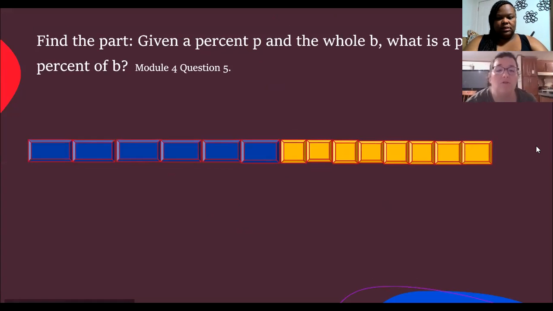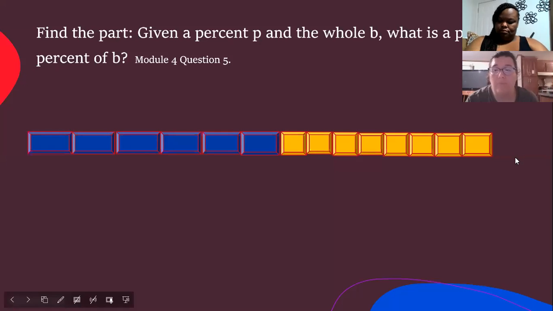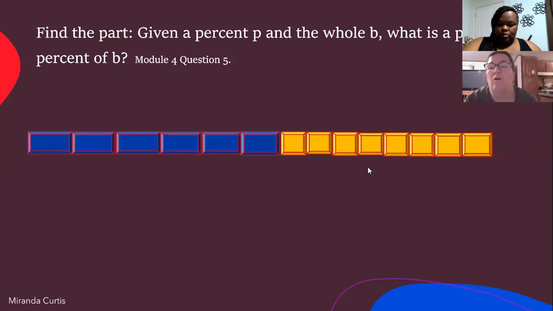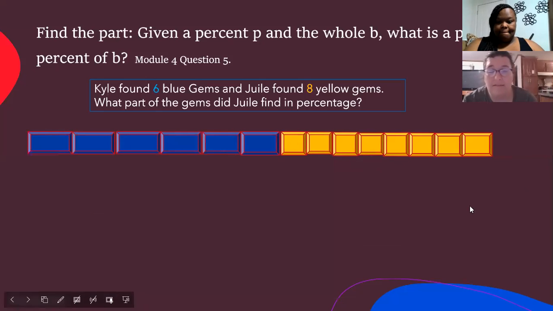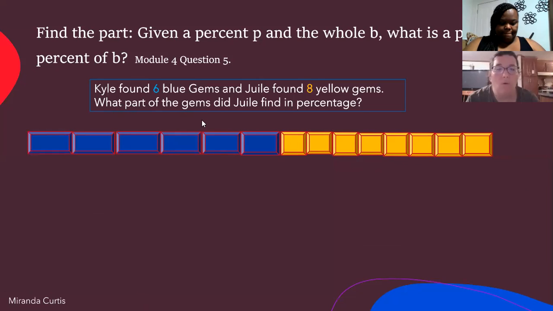So we have our jewels up here. We have 1, 2, 3. We have 6 blue jewels. Kyle has 6 blue jewels, and Julie has 8 blue jewels. What we're going to do is find the percentage of yellow jewels that Julie has, because in order to find a part, you have to know the whole. So that's a part, and together two parts make a whole. That's how we find our percentages.